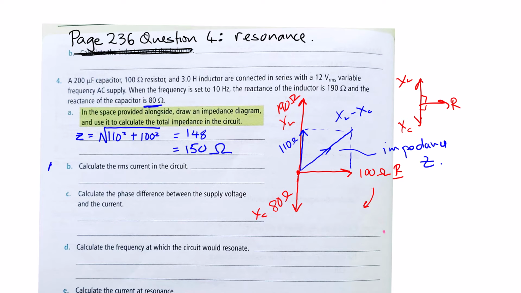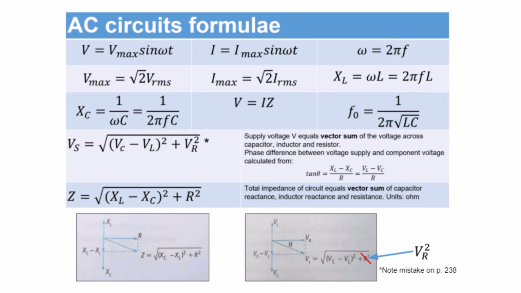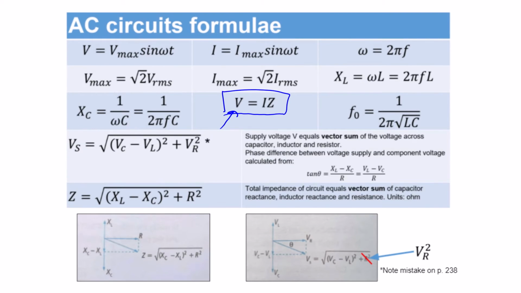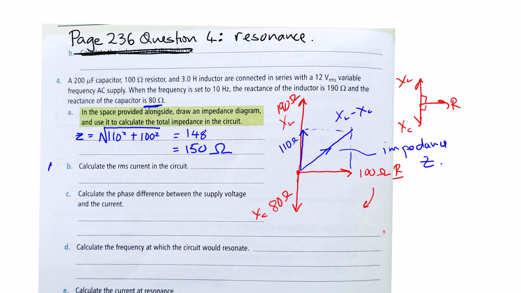Now calculate the RMS current in the circuit. Let's have a look again at our equations. We've got this equation here where the voltage, the supply voltage, is equal to the current in the circuit times the impedance. So let's come back. The voltage is equal to the current times the impedance, so that will give us the current is equal to the voltage divided by the impedance.